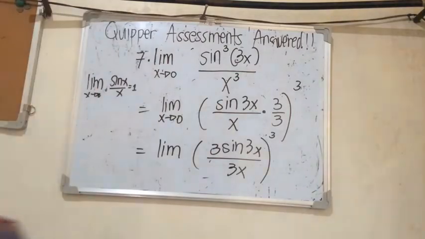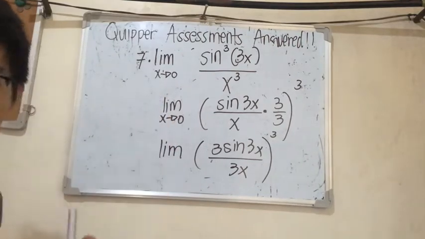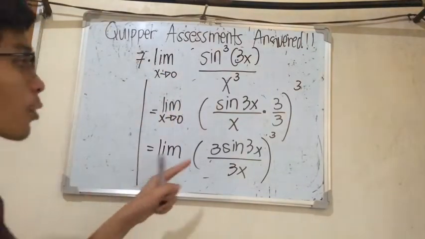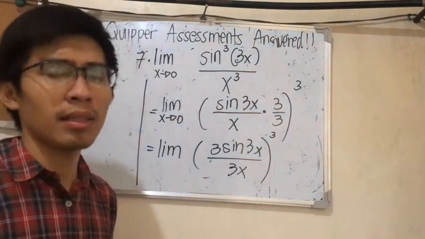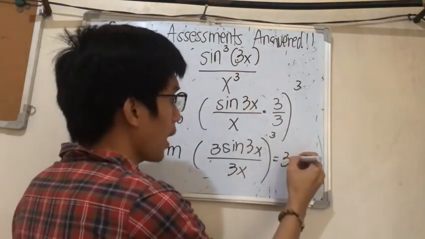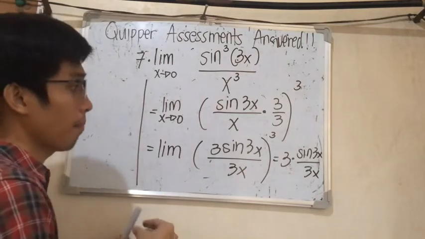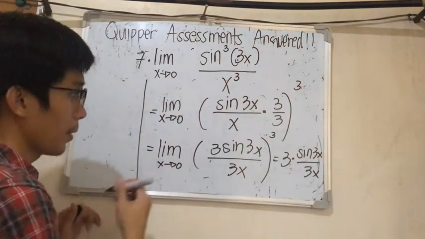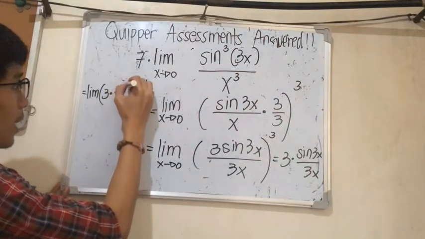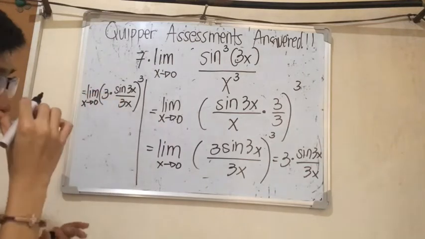Okay? Let me get my eraser. Okay, let me continue in this part. Since we are able to separate this one in this form as 3 times sine 3x over 3x, right? So let's try to find the limit as x approaches 0. So it will become now the limit of 3 times sine 3x over 3x, raised to the power of 3, as x approaches 0.